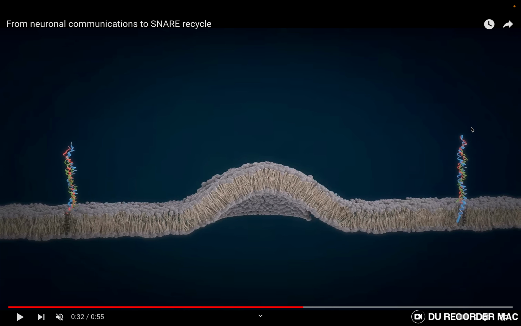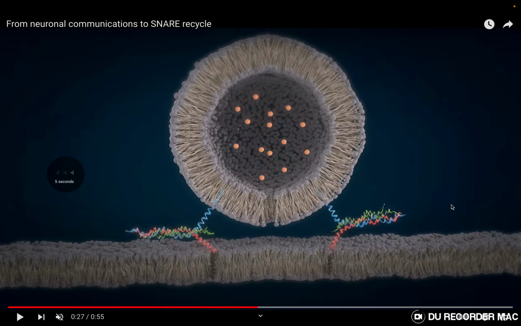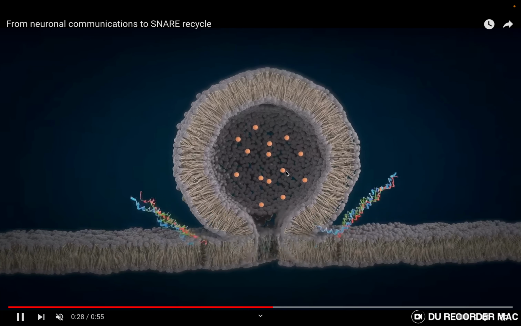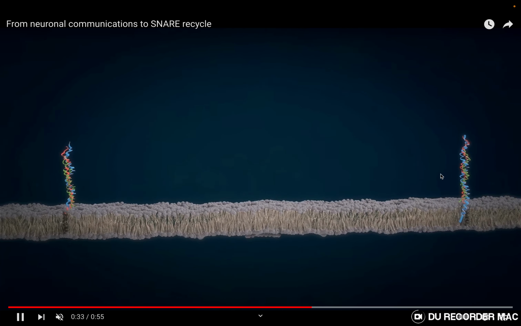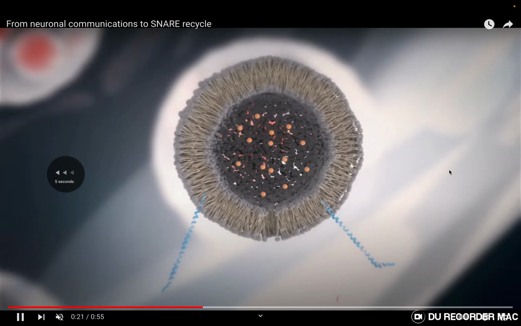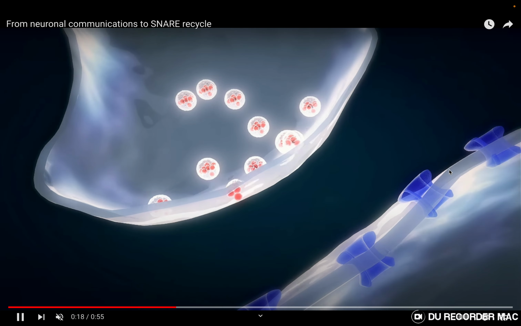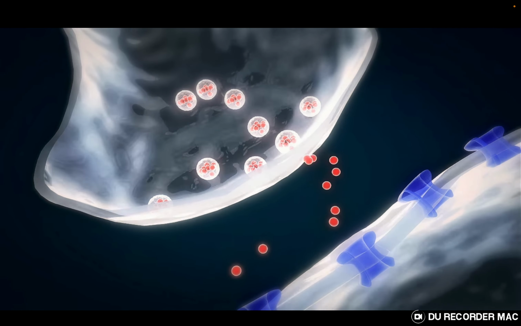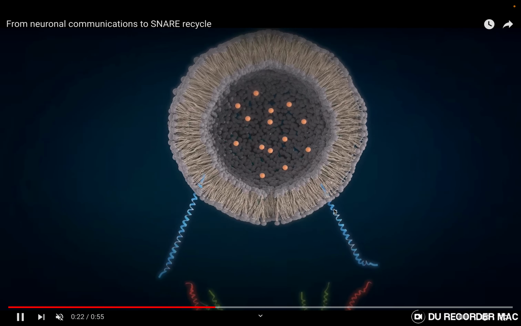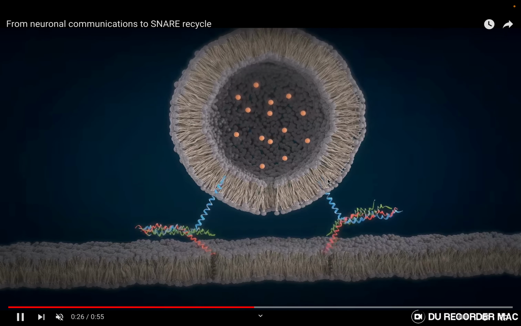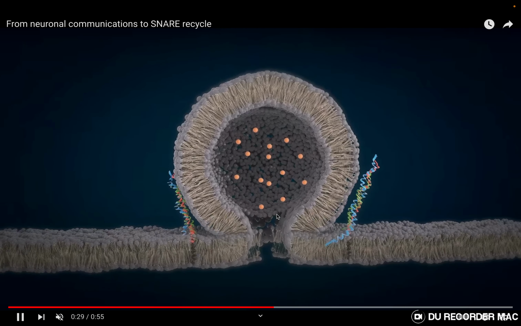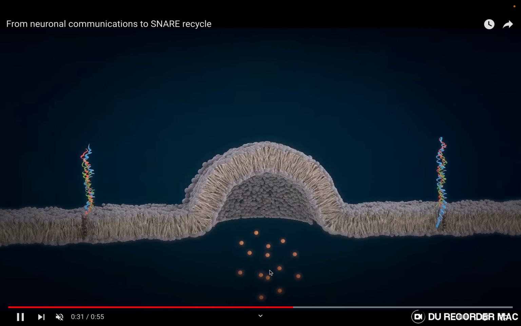So before we continue, what are these structures that help the vesicle to release the neurotransmitter? How do we call these? Well, these basically are the SNARE proteins, guys. These are the SNARE proteins allowing the neurotransmitter to be released, as you can see. So they grab the vesicle and they allow the neurotransmitter to be released.